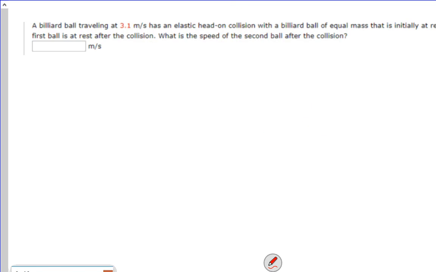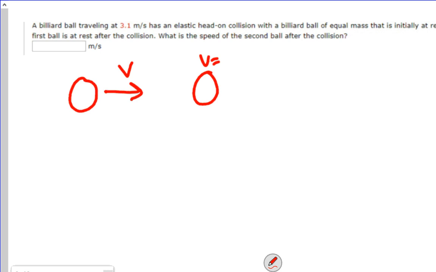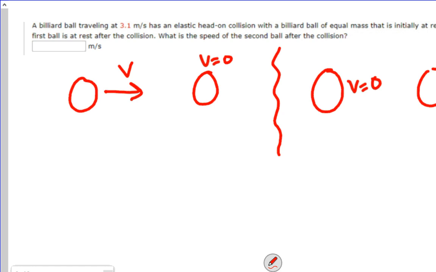All right, last but not least. Again, let's draw a picture. I think this can really help us. A chart is good, but a picture is also good. So you've got one billiard ball traveling in a positive direction with a velocity given to you in the question. Elastic head-on collision with a billiard ball of equal mass that is initially at rest. So this one's just sitting here. After the collision, this one has a velocity of 0. What's going to be the velocity of the other one? Well, they're giving you a huge clue right there. They're equal masses, so you might even be able to just predict this without doing the math.